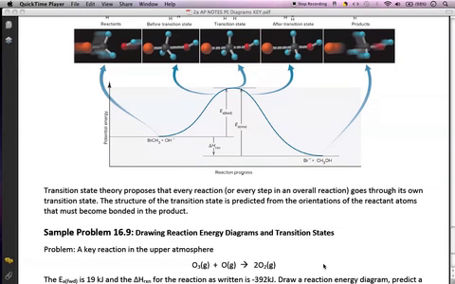So again, this is just a theory. We can't isolate it, but it's what we believe is happening in order to start to explain this increase in energy, the top point of that hump. And then when we talk about some reaction mechanisms later on in this unit, we'll come back to this idea.